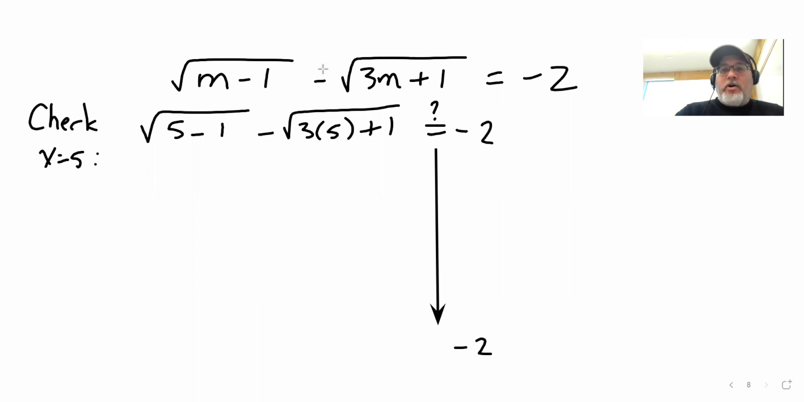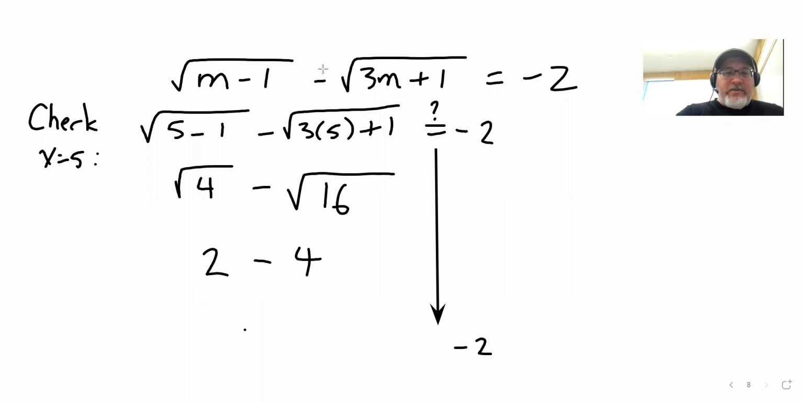On the left side, we can work underneath each square root simultaneously. Under the first square root, 5 minus 1 is 4. Now let's be a little bit more efficient with our moves here. Under the second square root is 3 times 5 plus 1. 3 times 5 is 15. 15 plus 1 is 16. The square root of 4 is 2, minus the square root of 16 is 4. 2 minus 4 is -2, and it worked. Hooray! But we got to check the other one.